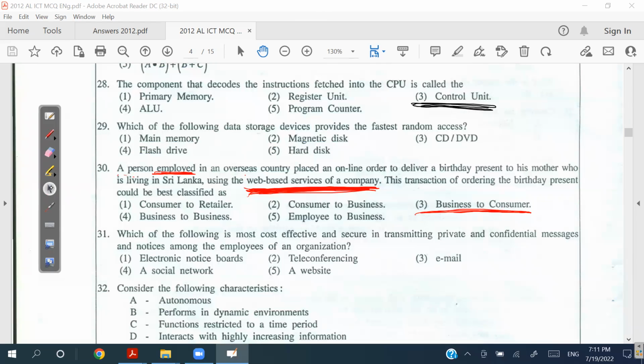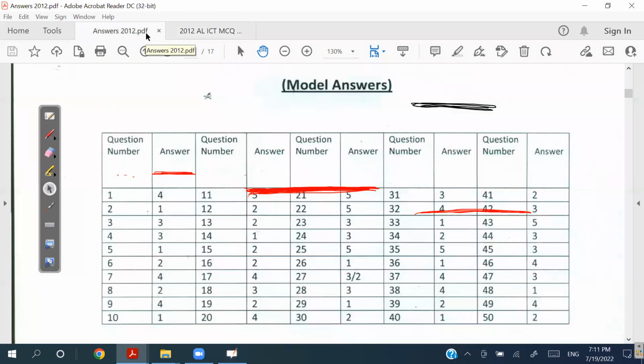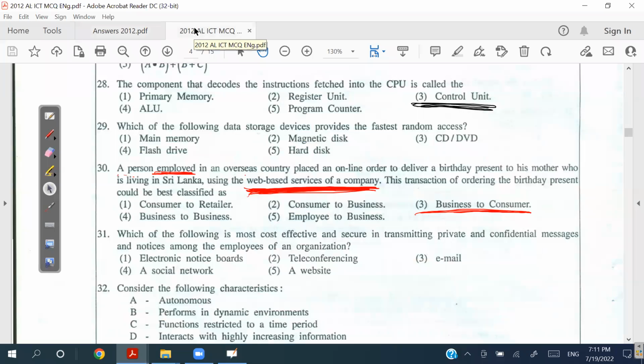Is it the answer? As I remember, there was a slight problem with this one. The 30th. Yeah, they said it as the second one, consumer to business. This transaction of ordering the birthday present, consumer to business? No, it cannot be consumer to business. The service is given by the company and the service is received by the person.